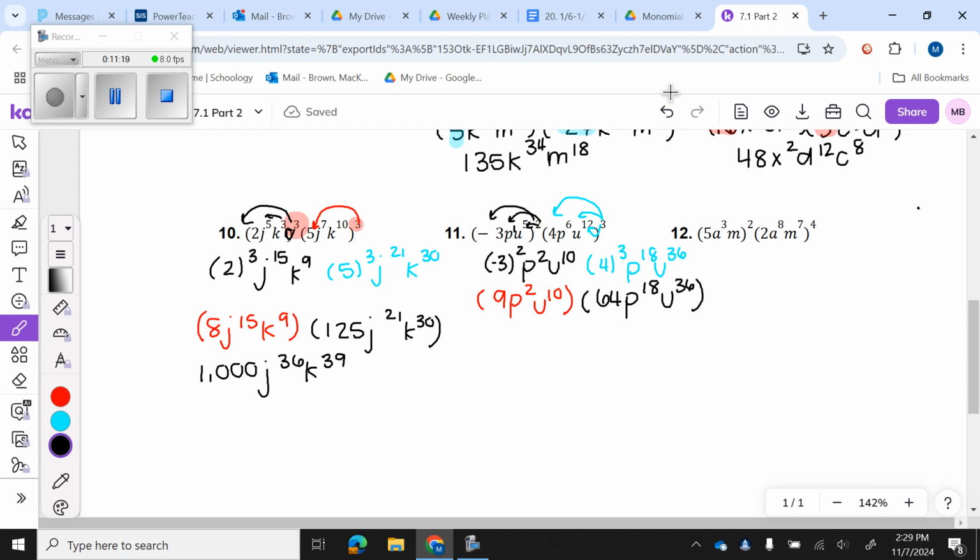All right, I've done both my power rules. Now I've got to deal with this and do the product rule. So I'm going to multiply my coefficients. So 9 times 64 gives me 576, and add my exponents. p to the 20th, u to the 46.